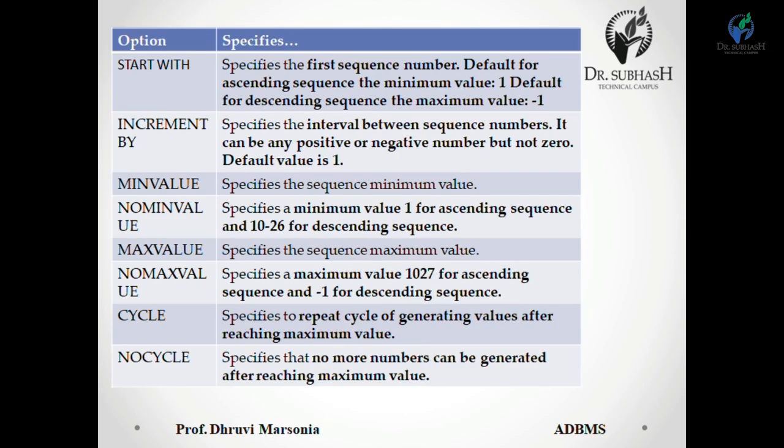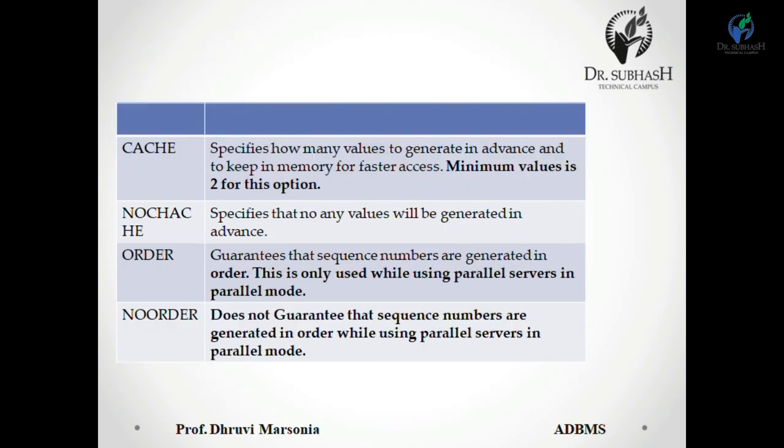for a descending sequence. Cycle: if my maximum value is 50, starting with 1, I reach 50. Then, if I have given cycle, my sequence again starts with 1, repeating from the first one. It specifies that the sequence repeats generating values after reaching the maximum value. No cycle specifies that no more numbers can be generated after reaching the maximum value.